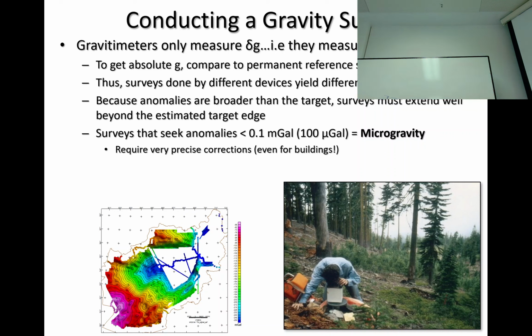What do you think? What's your name? Ali? Ali, what do you think? What's the difference between gravity and microgravity? The resolution. How can I increase the resolution? Spatial resolution. How can I increase it? How can I make microgravity?